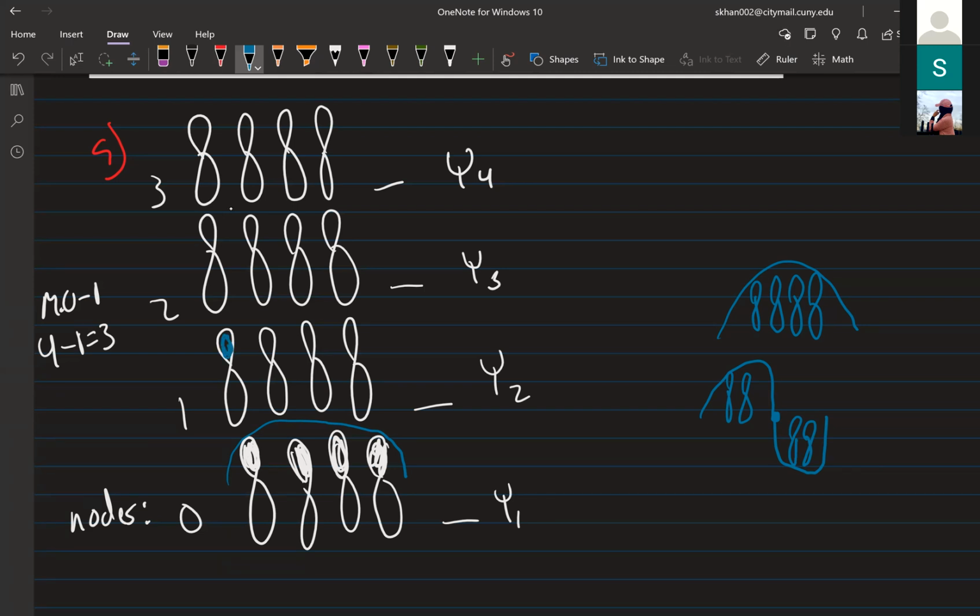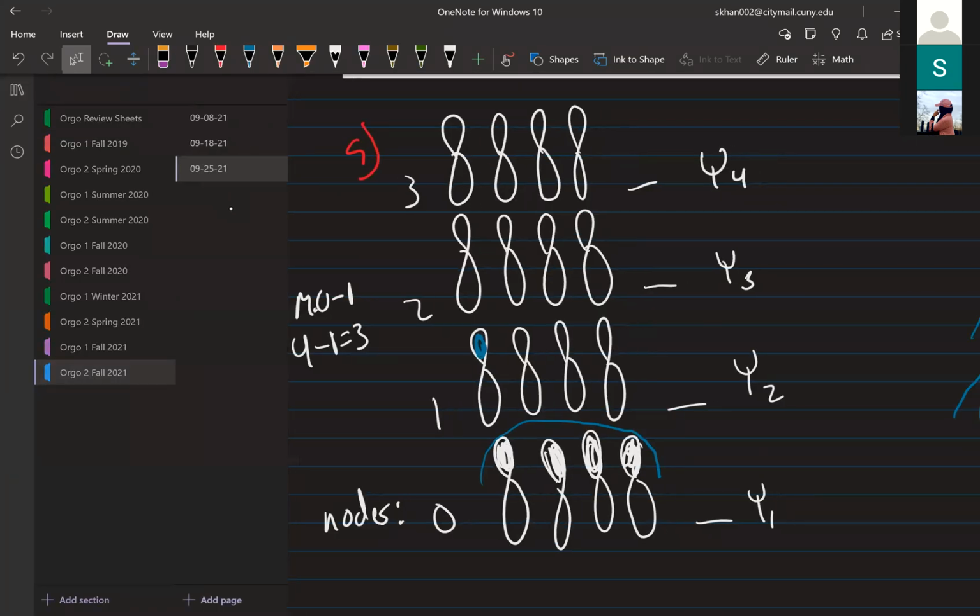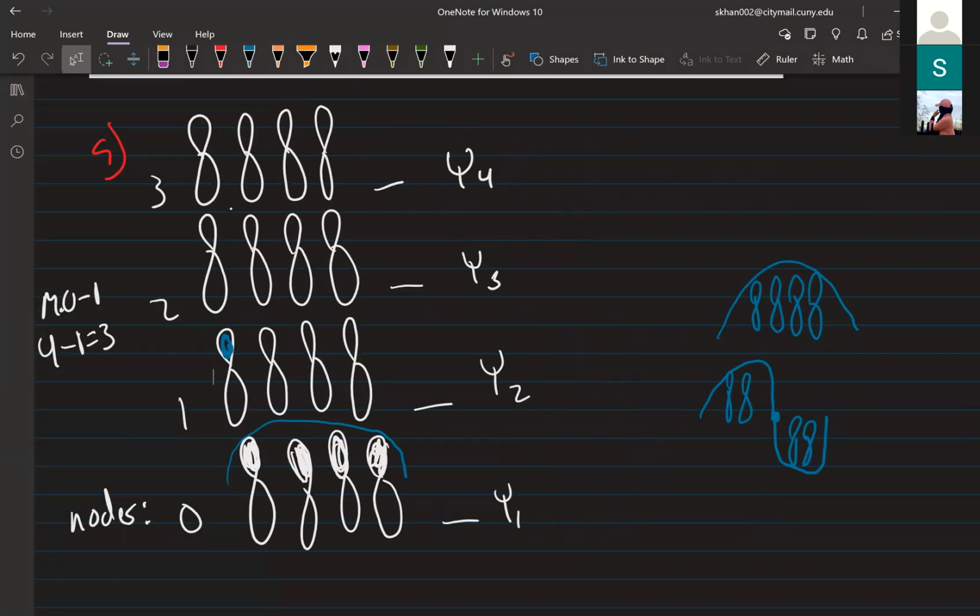So now these 2, oh, whoops. What did I just do? Hold up. Here we go. I don't know why it took me to deleted notes. Anyways, there we go, reverse button.